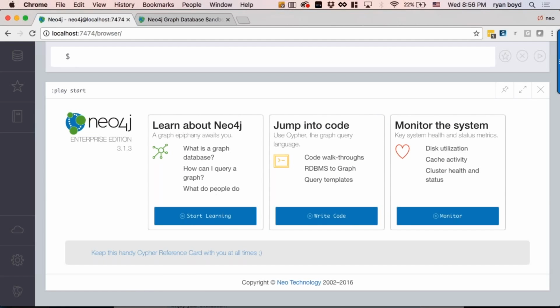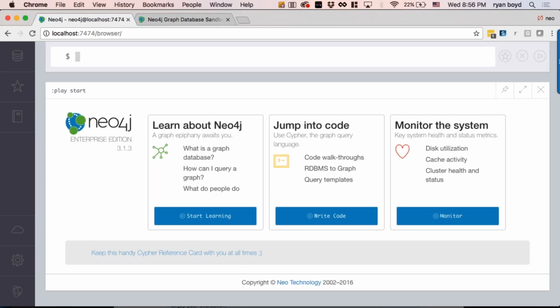Thanks, Nav. This is Ryan, and I'm going to give you a demo of Neo4j and show you some fraud detection queries that you might want to try out yourself later on. So this is the Neo4j browser, and the Neo4j browser is the interface that developers use to interact with Neo4j. This is meant for the developer audience and to provide that type of tooling.